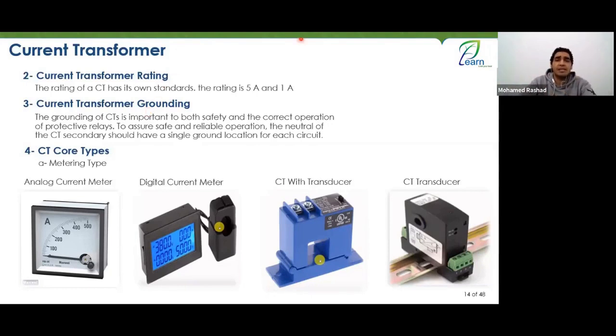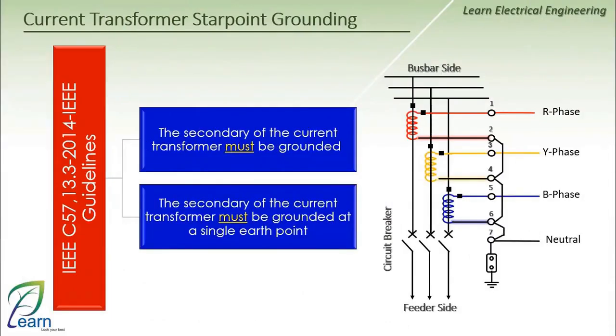Per IEEE C57.13.3 guidelines, 2 key points. 1. The current transformer secondary must be grounded, meaning the secondary winding must be grounded. Number 2, the secondary of the current transformer must be grounded at a single earth point. This means that there must be only one grounding point in the secondary circuit of the CT. In this video, we will only talk about the first point, which is why the secondary coil of the CT is grounded.